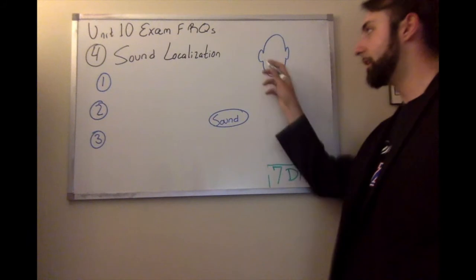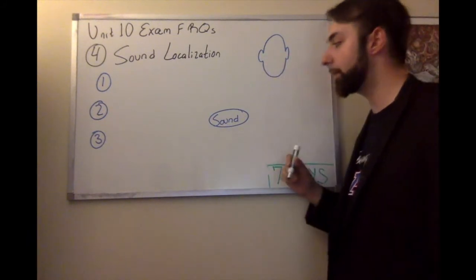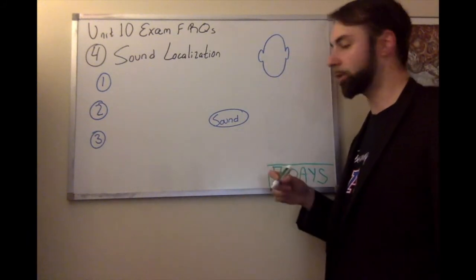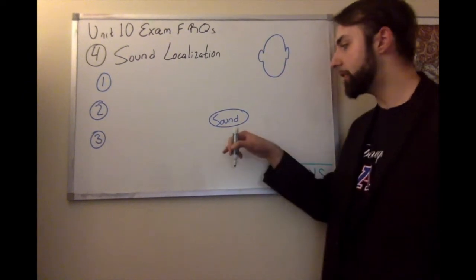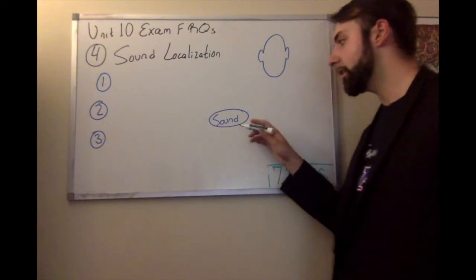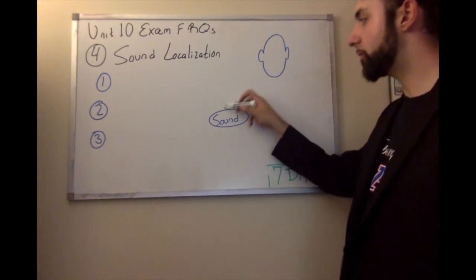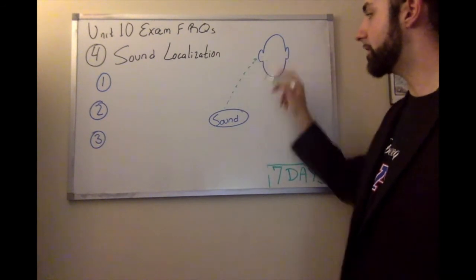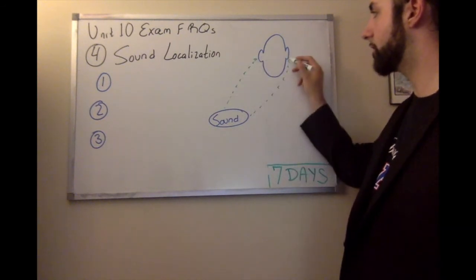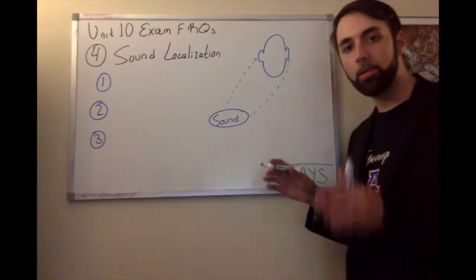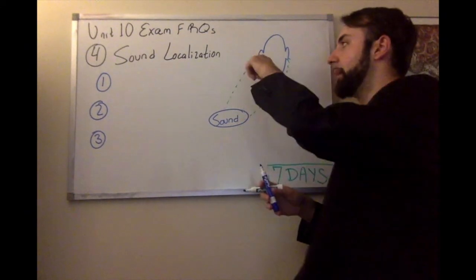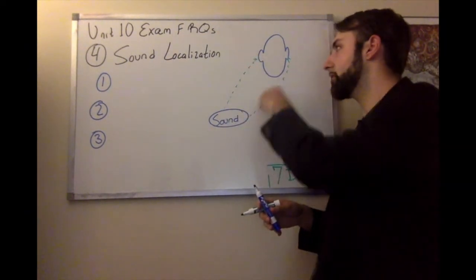I have here a picture. I have here two ears, to the best of my drawing ability, and I have here written in this circle the word sound. If a sound is produced here, like let's say your cell phone rings, the sound waves travel to each of the ears. So it's going to travel to this ear, but it's also going to travel to this ear. There is a literal difference between the amount of space between here and here and here and here.